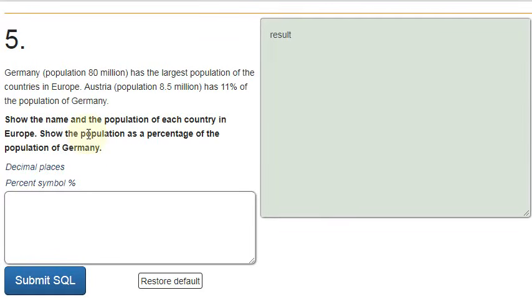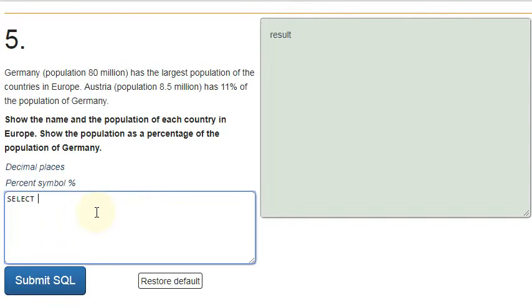Okay, this is a really tricky question. What we want to do is find out the population of each country in Europe as a percentage of the population of Germany. Germany is pretty much the biggest country in Europe in terms of population, certainly. But the others are significant, and it's claiming here that Austria's got 11% of the population of Germany. So Germany with a population of 80 million, Austria with a population of 8.5 million. That 8.5 is 11% of 80.